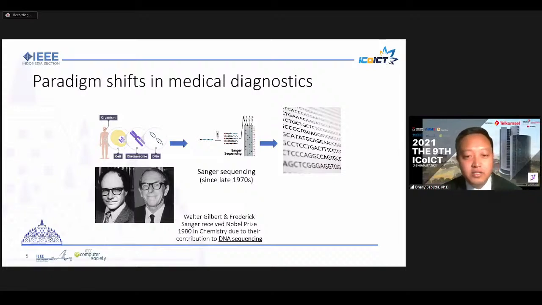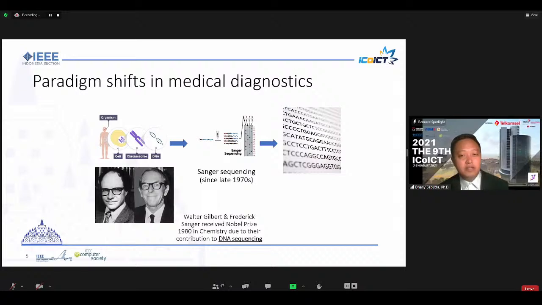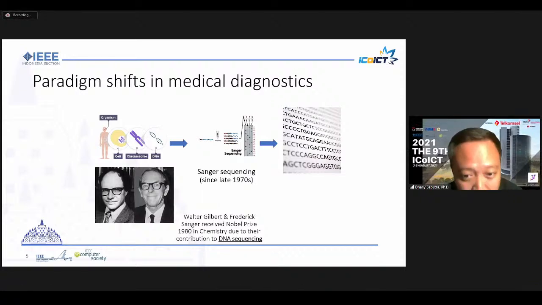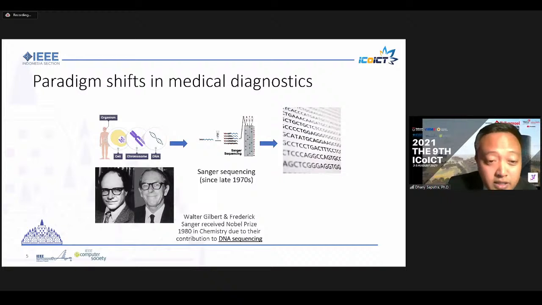Because of these two persons who invented this kind of Sanger sequencing, Walter Gilbert and Frederick Sanger then received the Nobel Prize in chemistry for this invention of DNA sequencing. So they did Sanger sequencing, which takes a long time, since the late 1970s. So it took a long time to sequence. And then this is the long sequence, the full sequence.